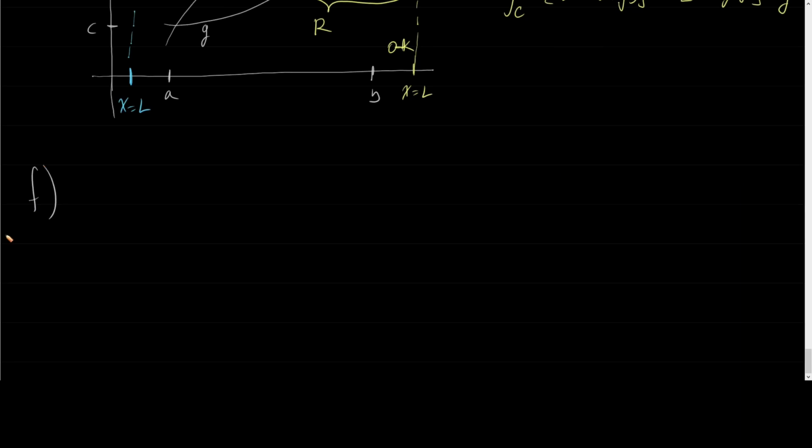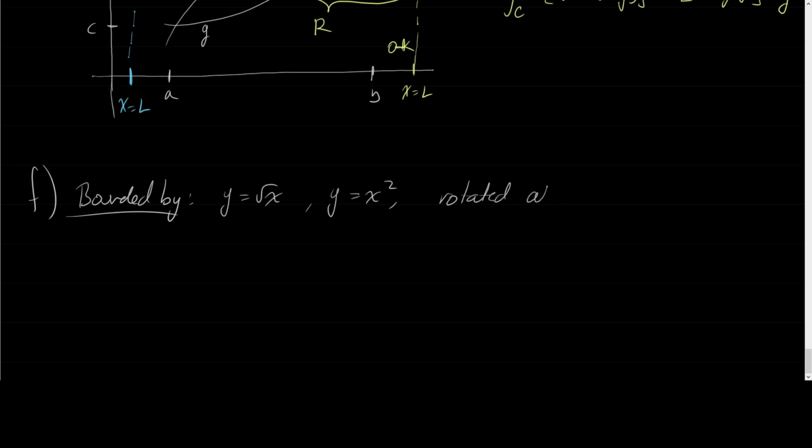All right. So find the volume. Well, I'm just gonna give you the region. So the region bounded by y equals the square root of x, y equals x squared. Now we're rotating, so rotate it about, let's do the x-axis.